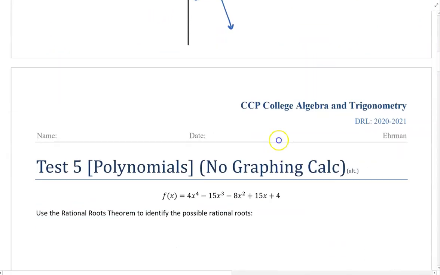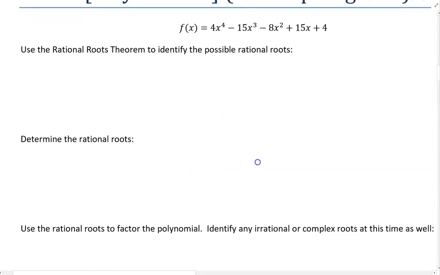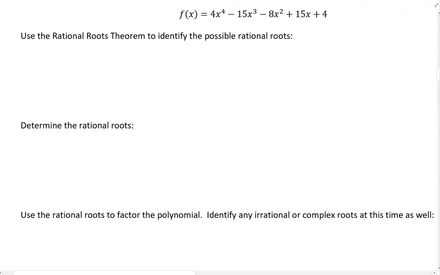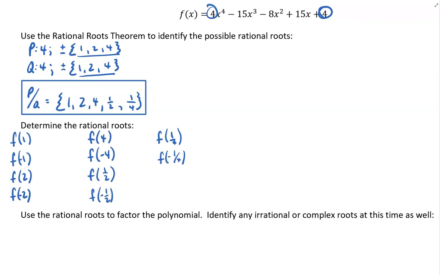For the next example, I'm going to work through it a little bit more quickly here, and I'll pause the video while I'm recording so that we don't spend too much time talking about it. In this example, we have a p-value of 4 and a q-value of 4, and their factors are listed here. Every factor of p, when divided by every factor of q, produces a distinct list of 1, 2, 4, 1/2, and 1/4. So that means that we could use our calculator and evaluate all 10 of these numbers, and we're hoping to find 4 solutions.